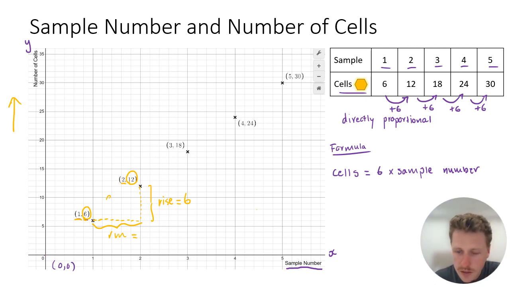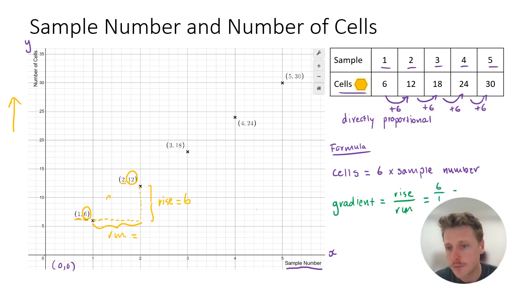I'll choose a better color. So our gradient equals, and take my word for it for now, the rise over the run. Basically a measure of how steep that line is. In this case, we've got 6 divided by 1.